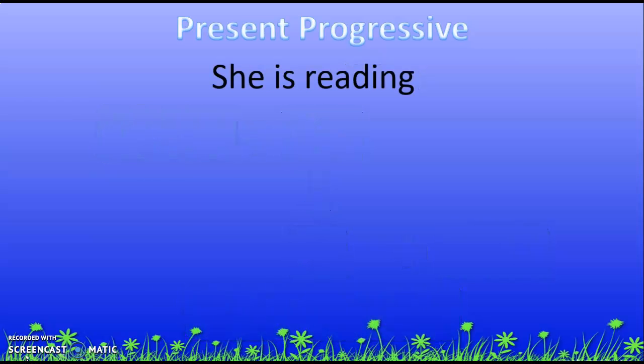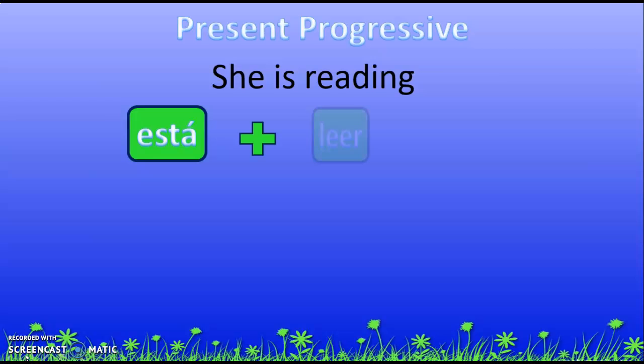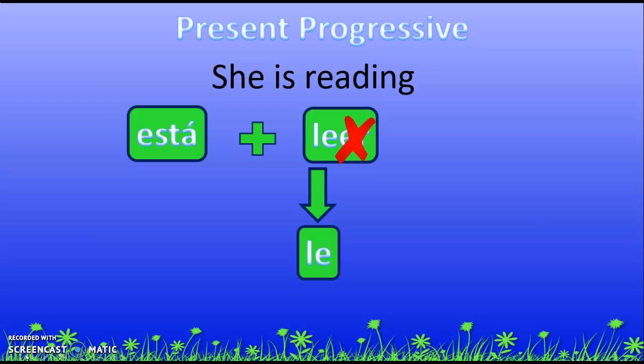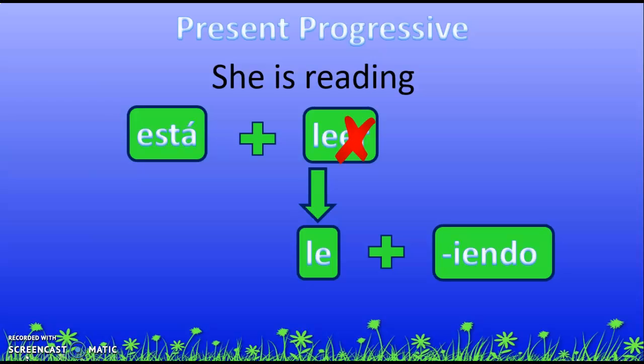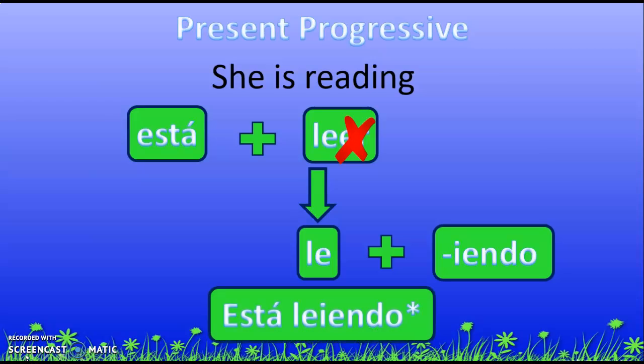Here's another one. She is reading. In Spanish, to say she is, you would use the form of the verb está. And the verb for to read is leer. So you take off the ER. The stem is really short. It's LE. And then you're going to add the ending, yendo, because it's an ER verb. And you would end up with está leyendo.